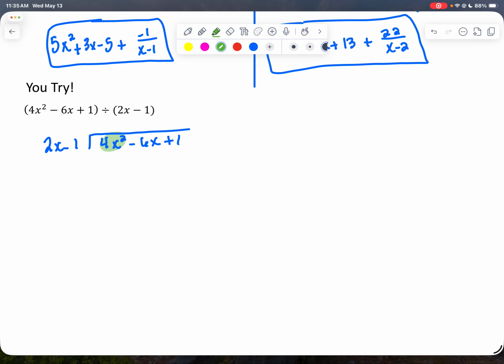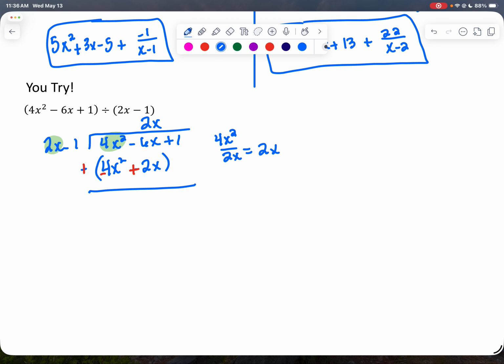So I took my first term, 4x squared, and divided it by 2x to get 2x. I put that above the negative 6x. Then I multiplied to get 4x squared minus 2x. Then I subtracted the entire thing, which means addition of the opposite. So plus, negative, positive. So negative 6x plus 2x is negative 4x. And then I bring down plus 1.